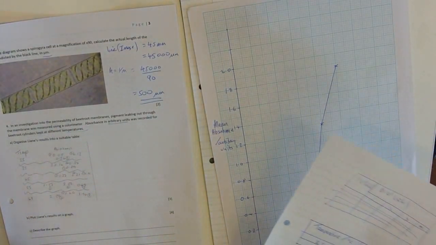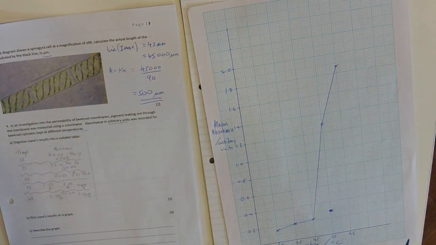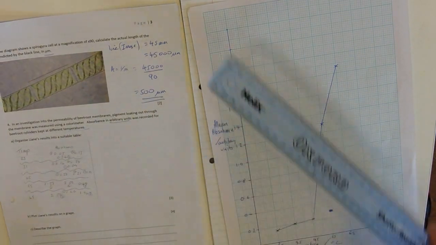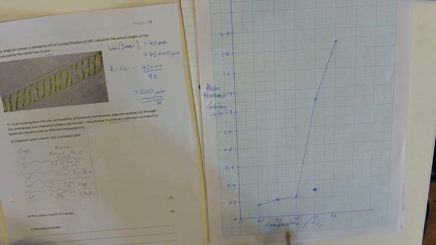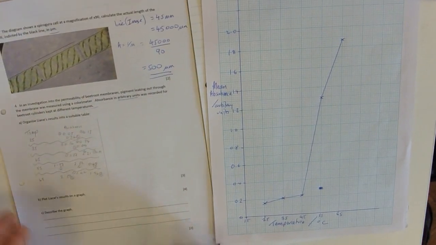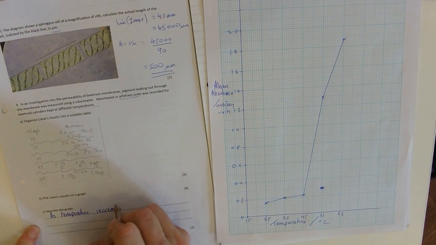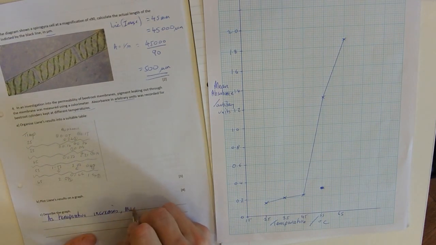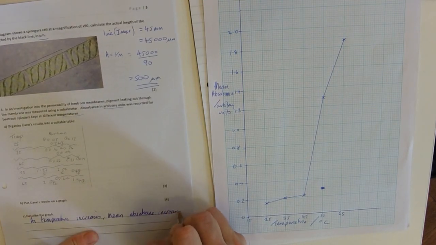Describe the graph. So we need an overall. Let me get rid of my table. We need an overall trend. How many marks? We've got 2, and then we try and use some numbers or do any calculations. So overall trend, as temperature increases, mean absorbance also increases.